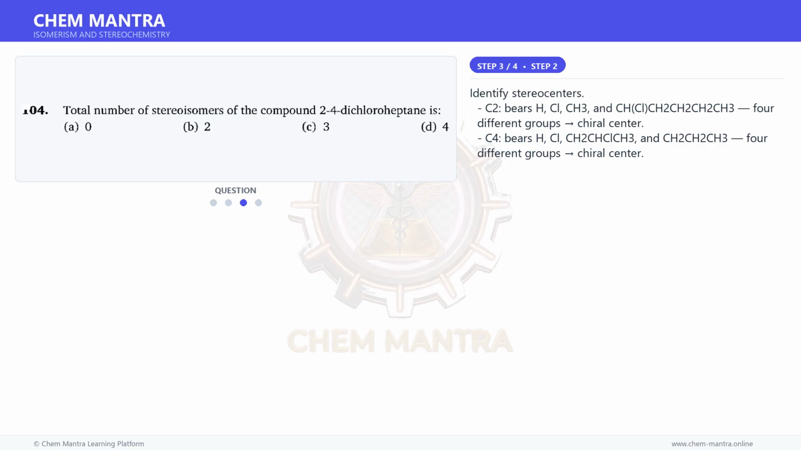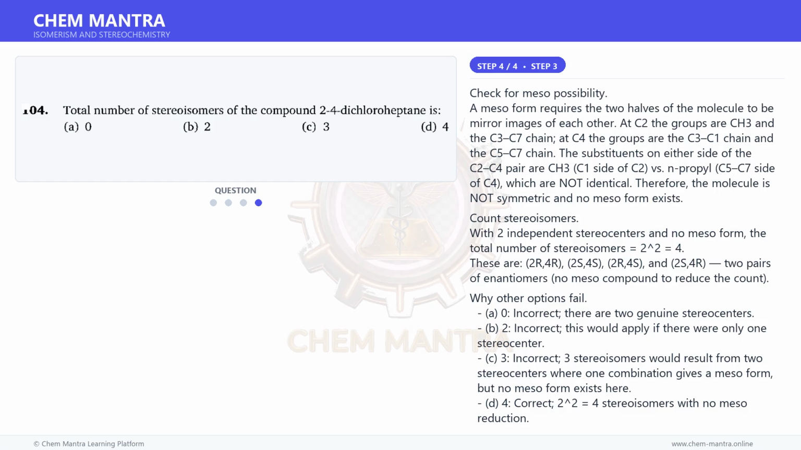Identify stereocenters. C2 bears H, Cl, CH3, and CH2, CHCl, CH2, CH2, CH3, 4 different groups, a chiral center. C4 bears H, Cl, CH2CHClCH3, and CH2CH2CH3, 4 different groups, a chiral center. And for the final step, check for meso possibility.